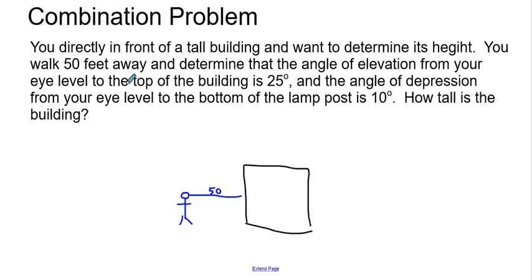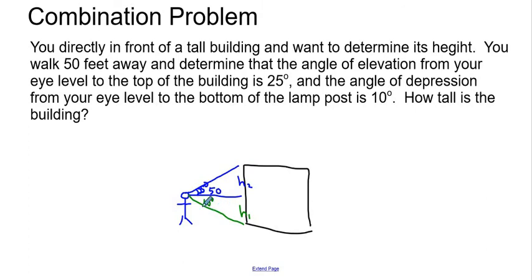And you determine that the eye level to the top of the building is 25 degrees. So that measurement there, that 25 degrees, is the angle of elevation. And then you look to the bottom of the building here, and you see that one is 10 degrees. Well, how tall is the building? Well, what you're going to do is, again, find this height and this height, and you're just going to add them together. So we'll call this height 1, we'll call this height 2.